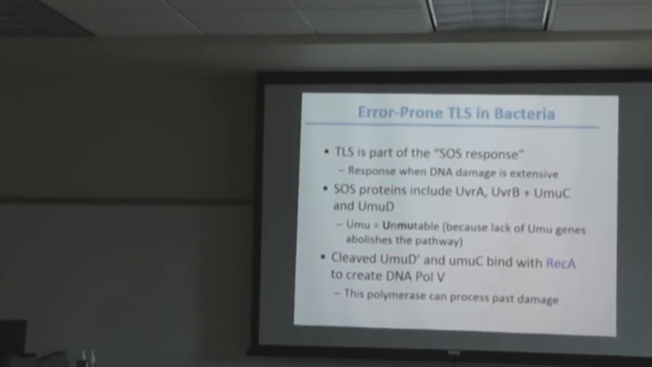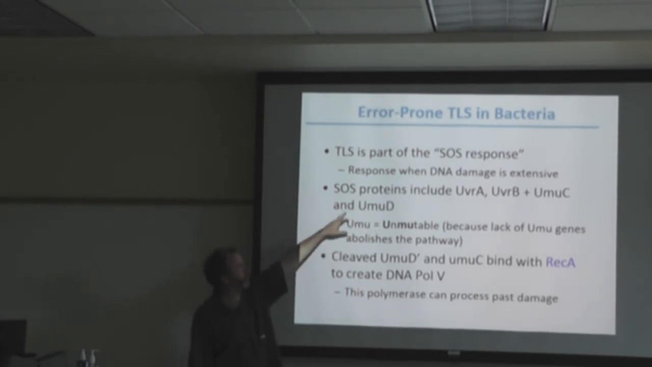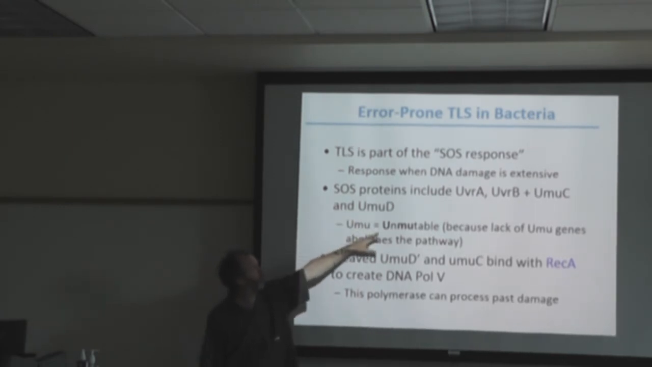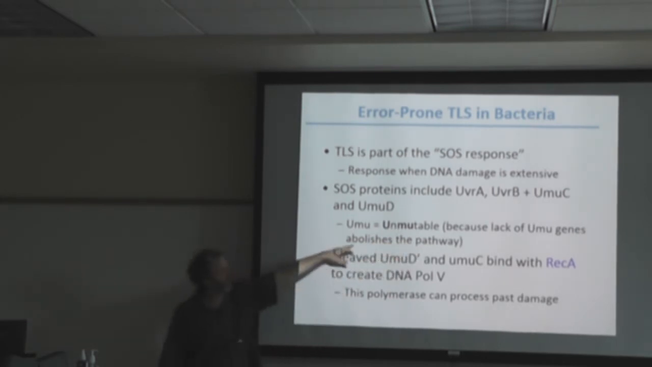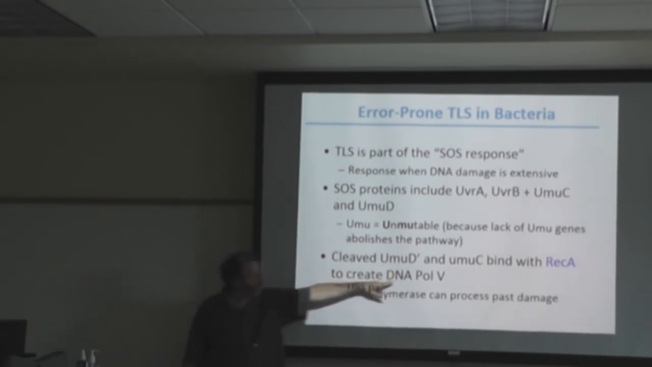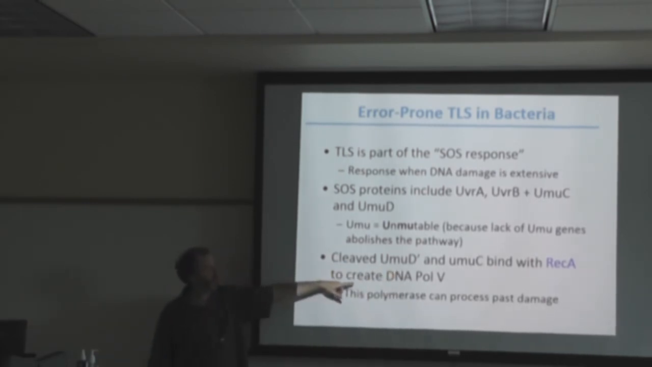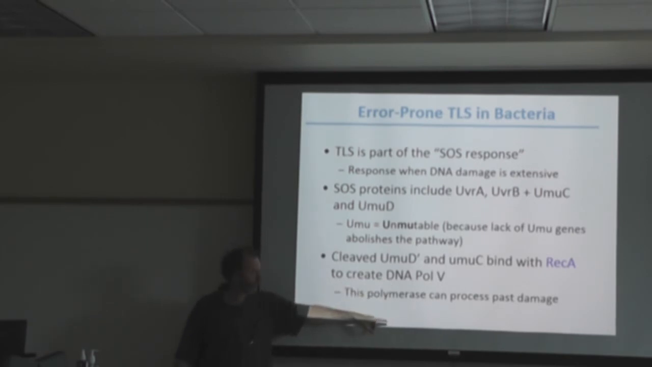TLS is part of the SOS response, a response used when DNA damage is extensive. Proteins include UvrA, UvrB, UmuC, and UmuD. A umuC mutant is unmutable because it lacks the umu genes, which abolishes that pathway. Cleaved UmuD prime and UmuC bind to RecA to create DNA Pol V.